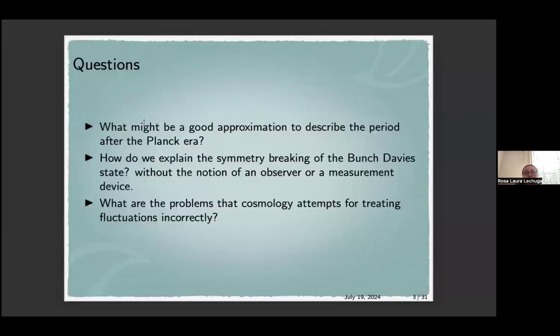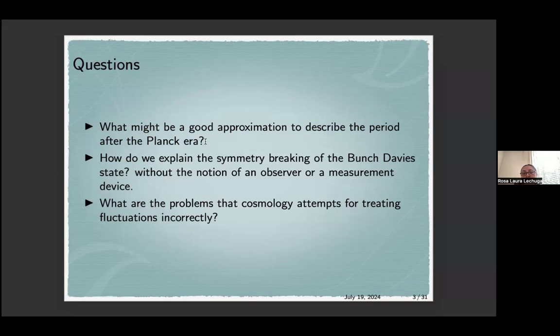So in this lecture, I will try, first of all, to address the questions. For example, as I showed in the previous slides, in the case of the quantum treatment, the standard version involves quantizing both the perturbations of the metric and the perturbations of the field. But what could be a good approximation to describe a period after the Planck era? Because we know that dealing with quantum mechanics in GR is always really challenging, trying to work with both.